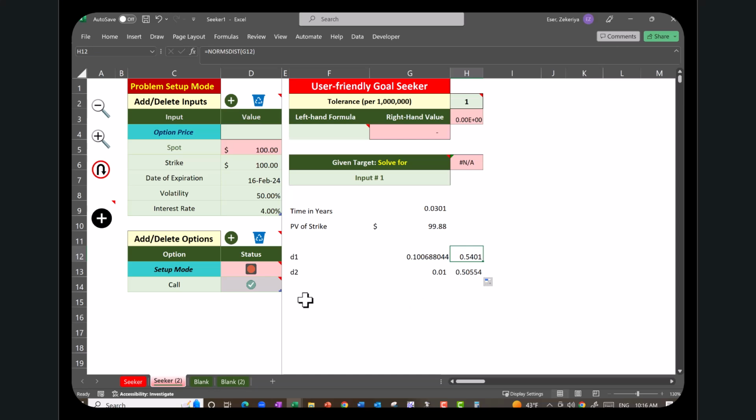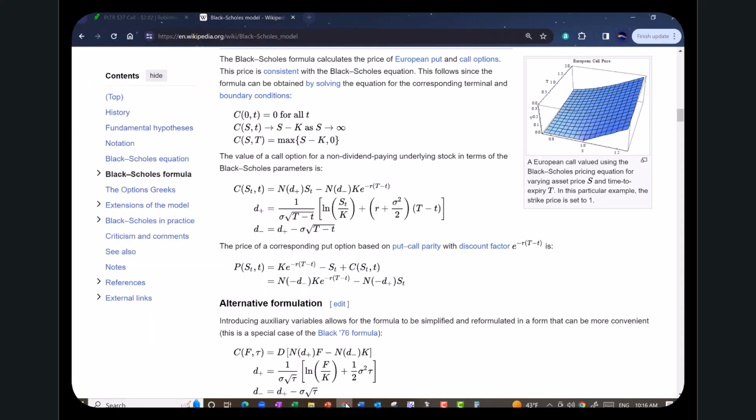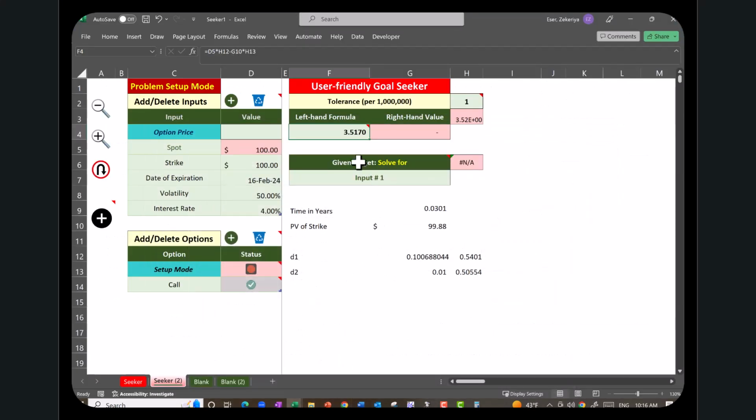Then the option price is simple, given all of that. S times n of d1 minus PV of strike times n of d2. Let me make sure I'm doing it right. Yes. So this option should cost me $3.51.